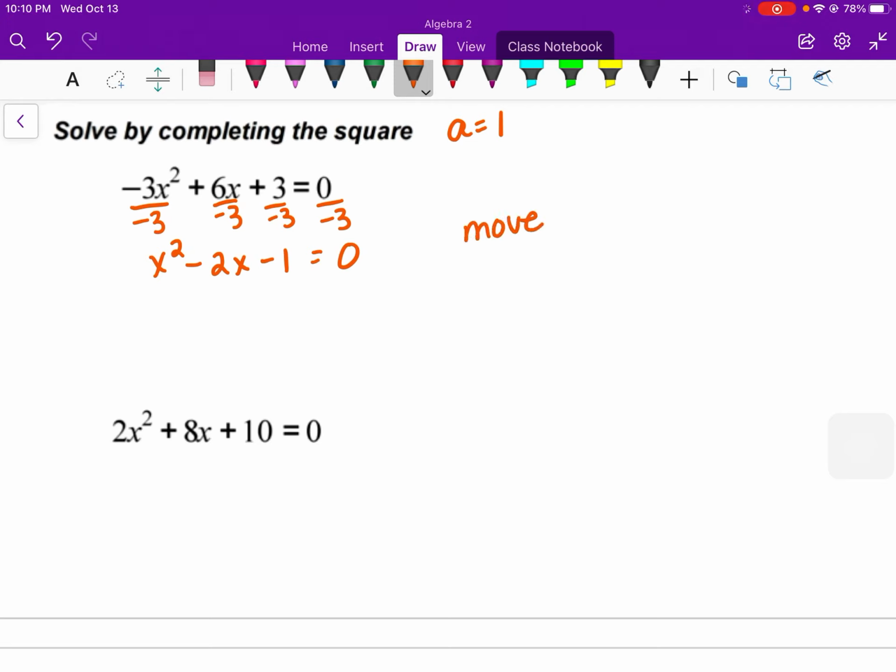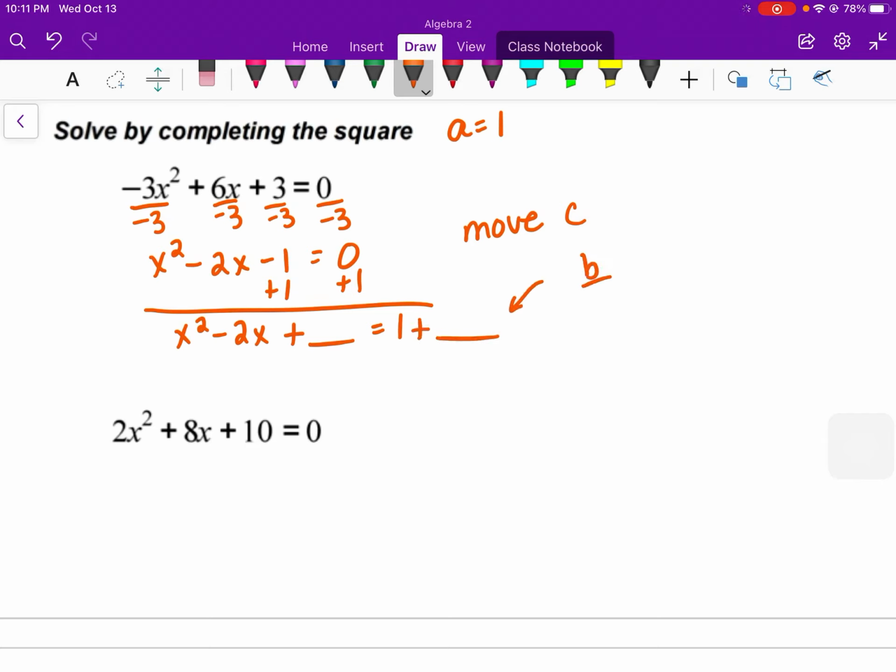The next step to completing the square is to move the c value to the right. So that's the negative 1, so adding 1. We get x squared minus 2x. Then I'm going to complete the square. So I always like to add my blanks, plus blank, and then 1 plus blank. In that blank, you take your b term, you divide it by 2, and you square it. So in this one, it would be negative 2 divided by 2 is negative 1, squared would be 1. Add that to both sides.